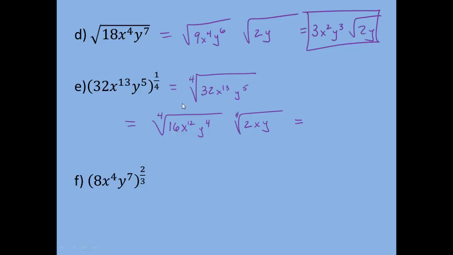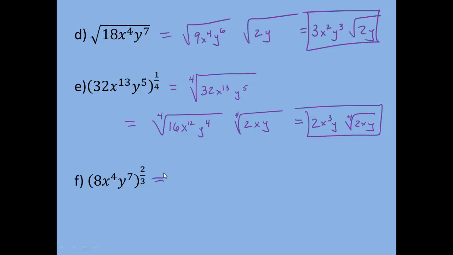We can evaluate the first one, remember. So the 4th root of 16 is what number times itself 4 times gives you 16? The answer there is 2. X to the 12th, 12 divided by 4 gives us x to the 3. And y to the 4th divided by 4 is y to the 1, which we'll just write as y. And then the second part stays the same, the 4th root of 2xy.